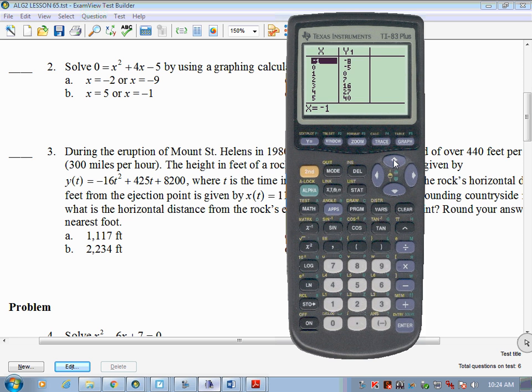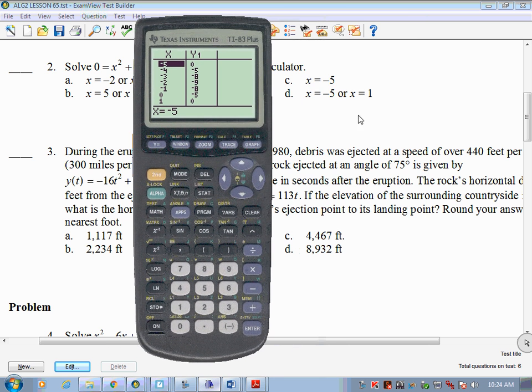So we need to go back towards the negatives. And notice that I cross again at x equals negative 5. So my two values based upon my graph are negative 5 and 1. Negative 5 and 1. So that's how I get D for an answer. Do we understand how to use our graphing calculators to find my x values? Yes? Okay.